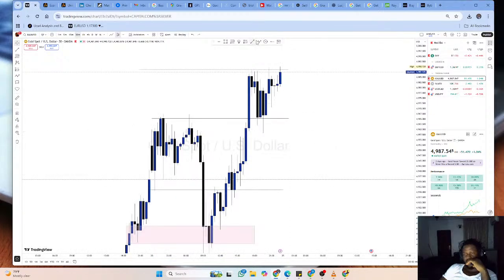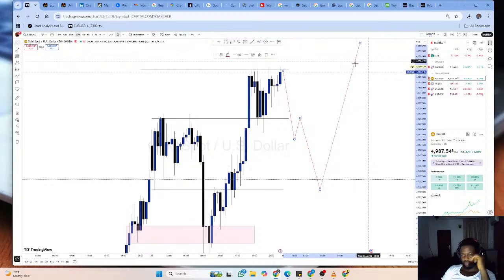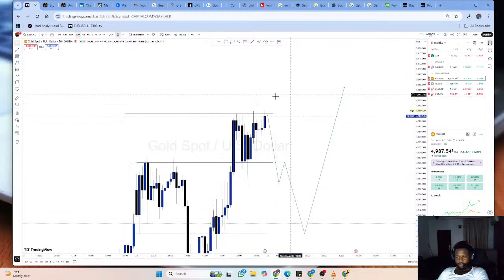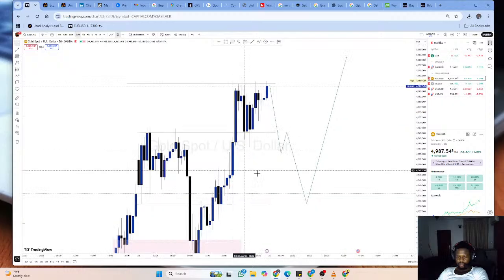Imagine we make a high. If this breaks, a retest, and then a pullback, then up. Got a break above here, continuation, or a pullback. But there's nothing to take below. Absolutely nothing to take below.